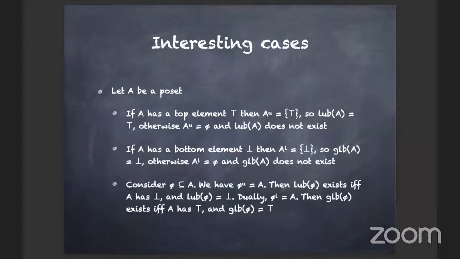Now consider the empty subset of A. Vacuously, all the upper bounds of the empty set is the whole set A itself, which means the least upper bound of the empty set will exist if and only if A has the bottom element, and that bottom will be the least element. Dually, the lower bounds of the empty set is also vacuously nothing but A, then the greatest lower bound would exist if and only if A has top, and the greatest lower bound of the empty set will be top itself. Any question here?